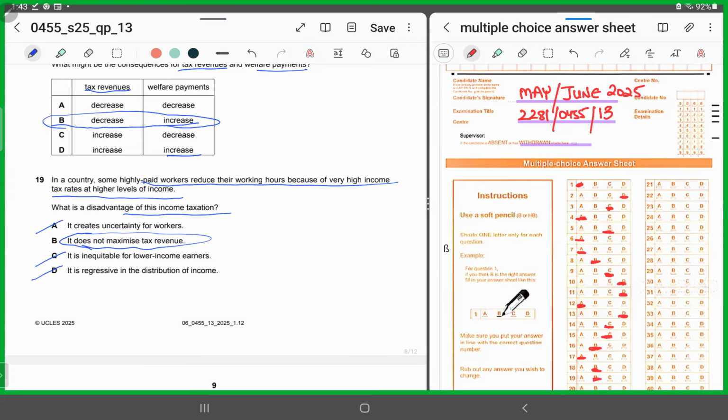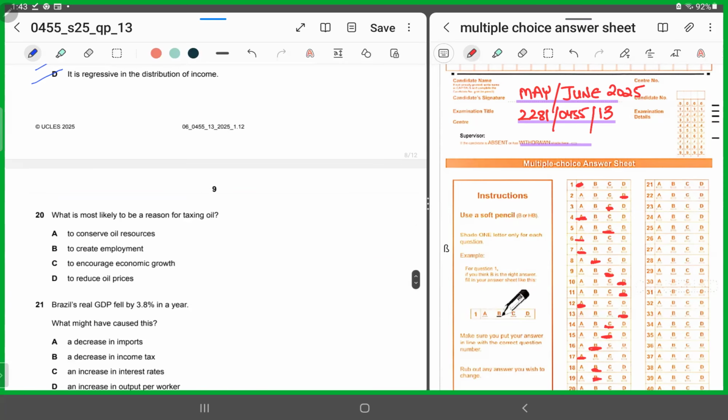Number 20. What is most likely to be a reason for taxing oil? Now, imagine why a government would want to tax something. It wants to either increase its earnings, or it's trying to be protective, so it's trying to conserve its natural resource, or reduce its consumption. So it's trying to conserve the oil resources, saving them from getting depleted. So for 20, it has to be A.